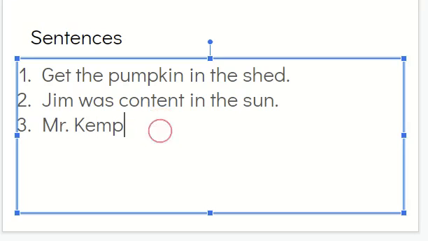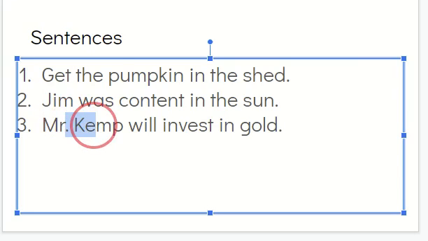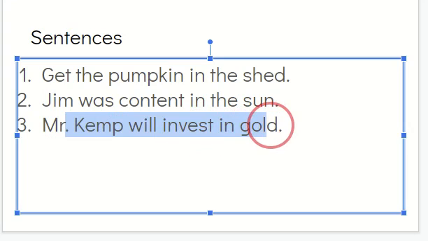Mr. Kemp will invest in gold. Will invest in gold. Mr. Kemp will invest in gold.